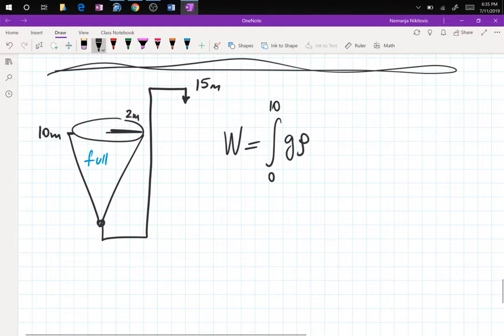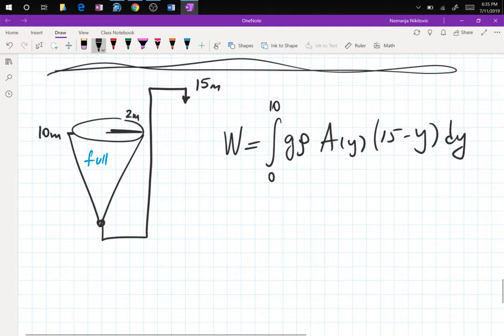G and rho, again, those are the players. A of y, that's the tough part, leave it for now. And we have 15 minus y, dy. So this much is what you can set up without thinking. You don't have to use a lot of brain power to do that much. And now the issue is, what are we going to do for this A of y?